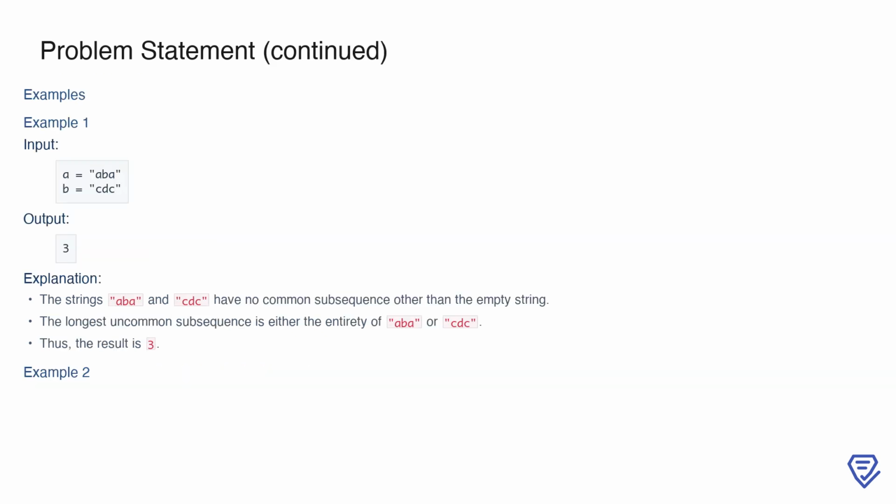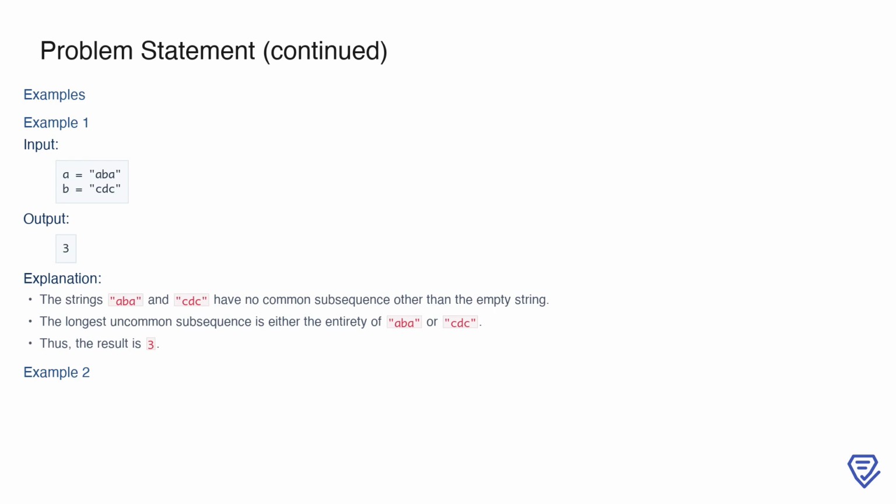In the first example, the input strings are A equals ABA and B equals CDC. Here, the strings have no common subsequence other than the empty string. Because they share no meaningful subsequences, the longest uncommon subsequence is simply one of the strings in its entirety. So, the result is 3, which is the length of either ABA or CDC. This demonstrates that when two strings are entirely distinct, their longest uncommon subsequence will be the length of the longer string.